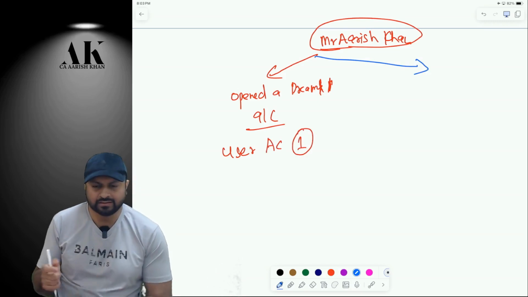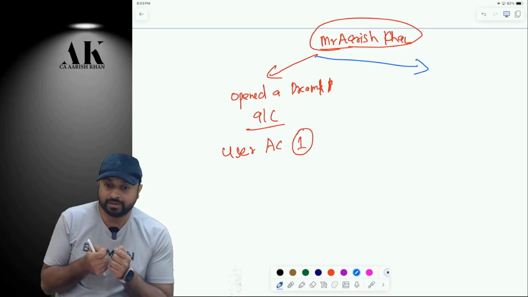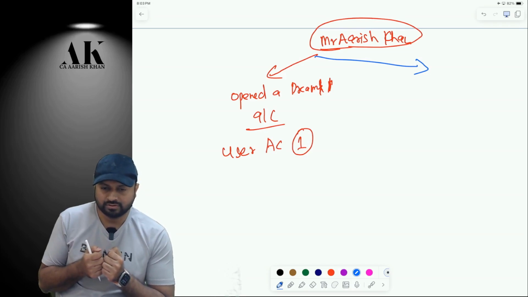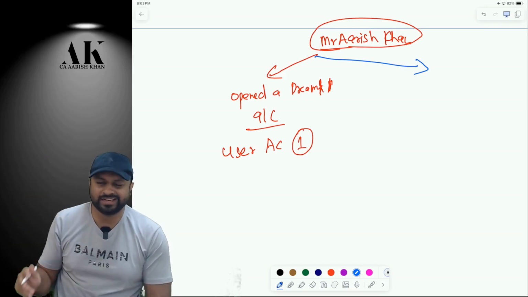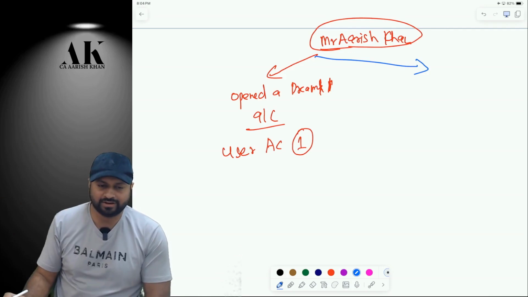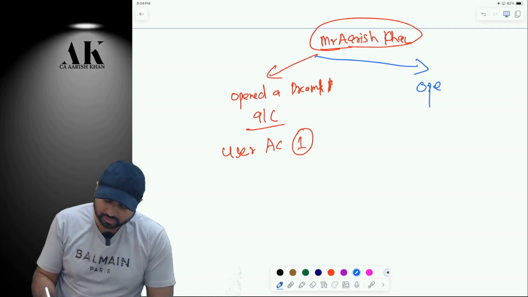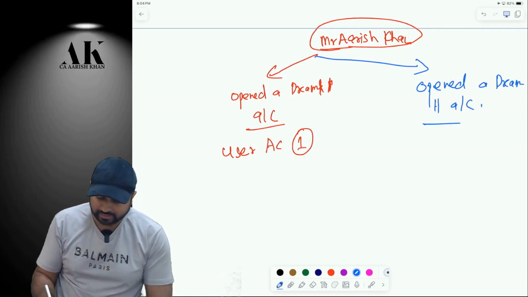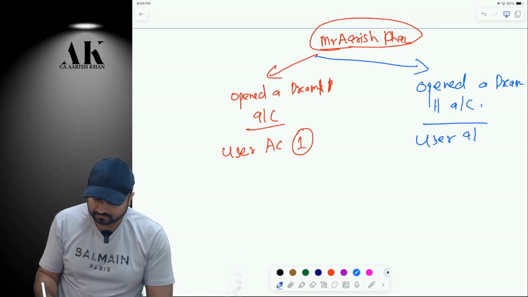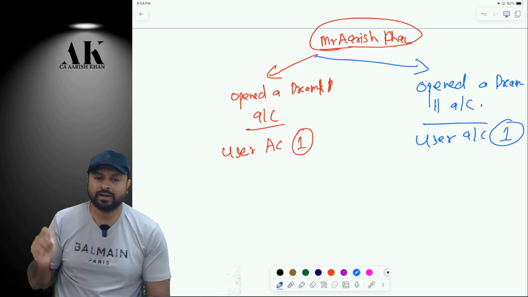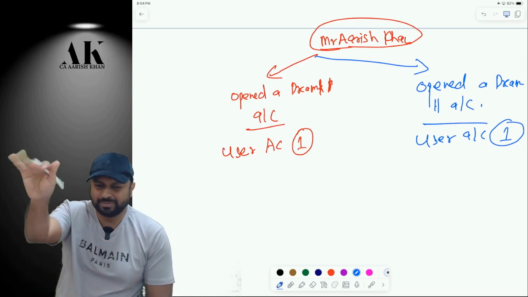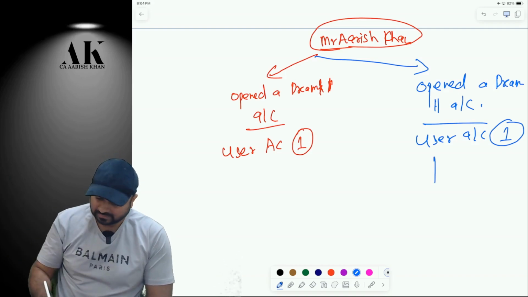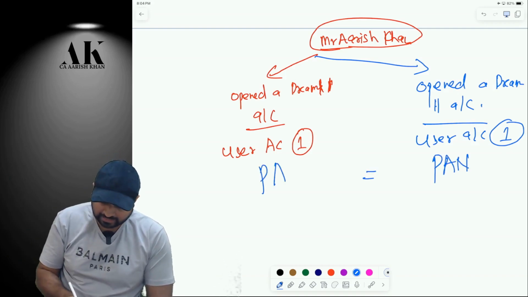Now when I was playing Dream 11, my wife saw that I'm playing these days and earning a lot of money. So she said, even I want to play Dream 11. She doesn't know anything about cricket, but she says that I want to play Dream 11. I said, play. She also opened one account. When she opened the account, she asked, now I have to put the PAN number also. I said, put my PAN number only. Whatever is my PAN number, put that. So here the PAN number and here the PAN number.